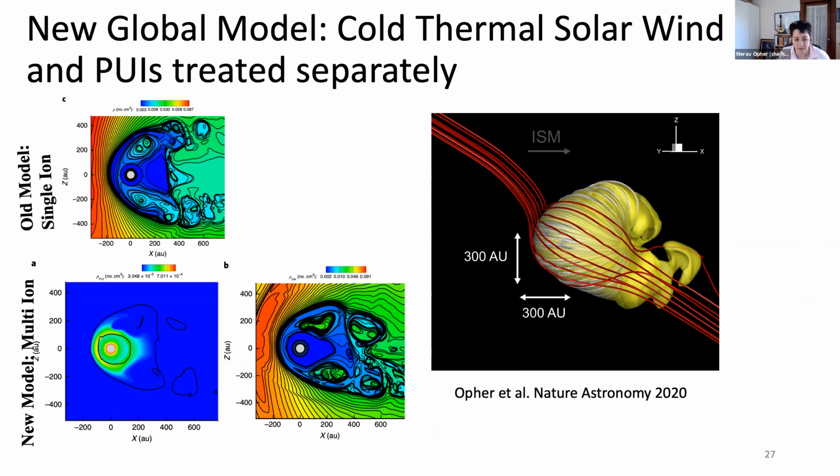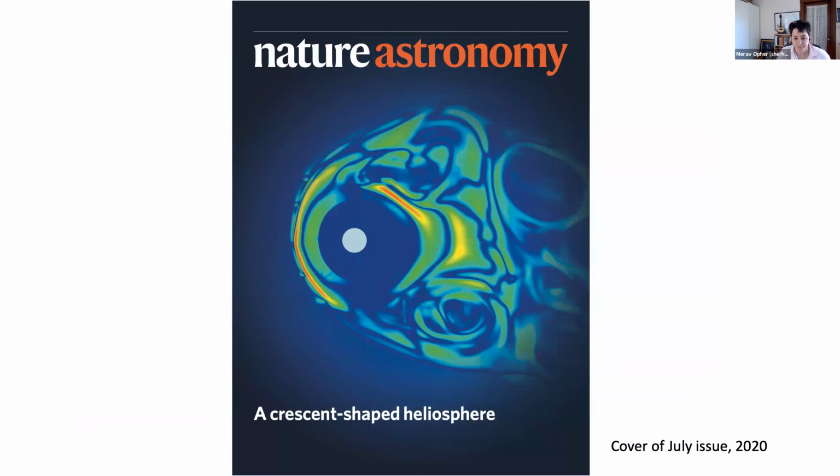The reason for that is that the pickup ions carry all the energy. Here's the termination shock in black, but they can charge exchange again and leave the system. So they extract energy and deflate the heliosphere. So we ended up on the cover of Nature Astronomy, to show that we don't even know the shape of the heliosphere, but we think it's this cross section of it.